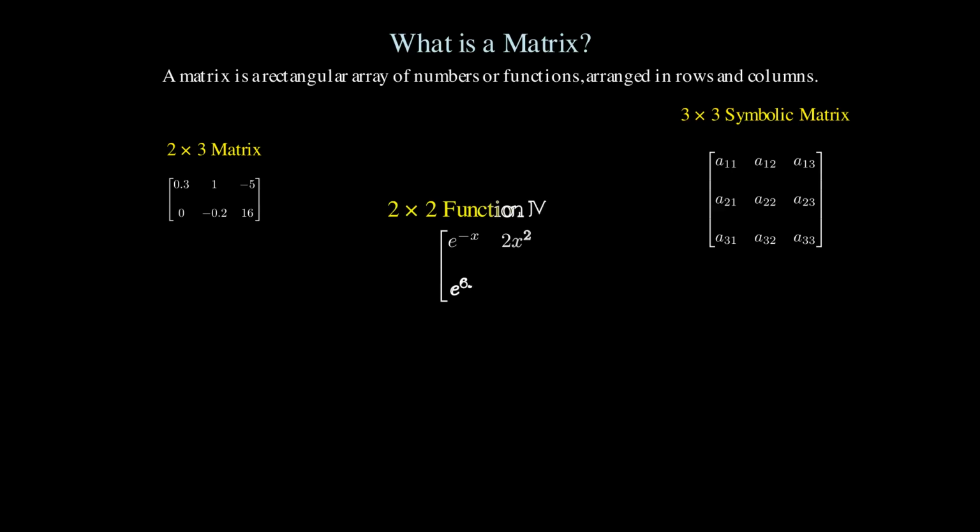This is a 2 by 2 matrix that contains functions, such as exponentials and polynomials. This entry, e to the power 6x, shows that matrices can include expressions, not just numbers.